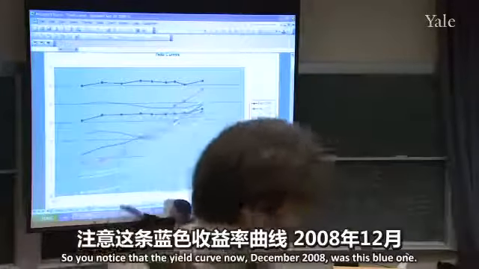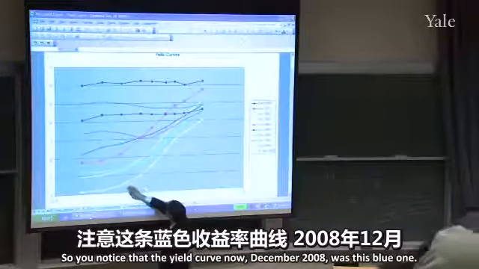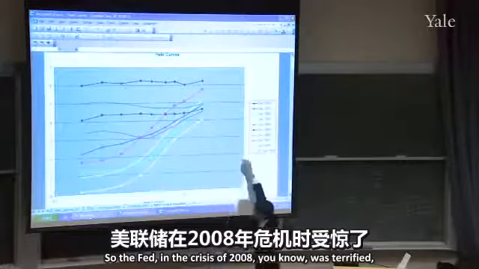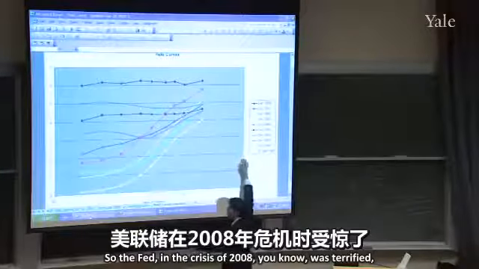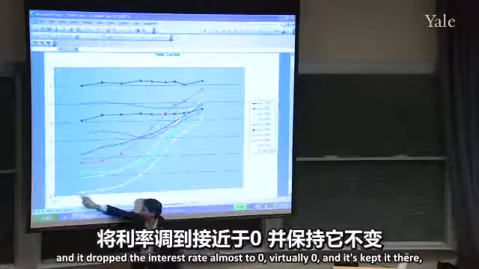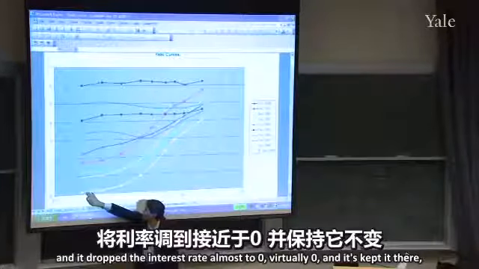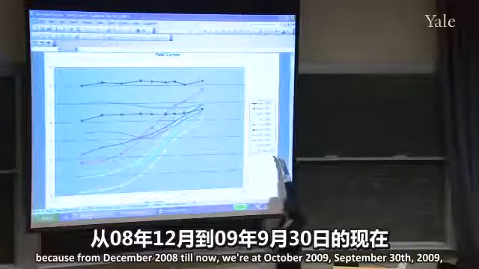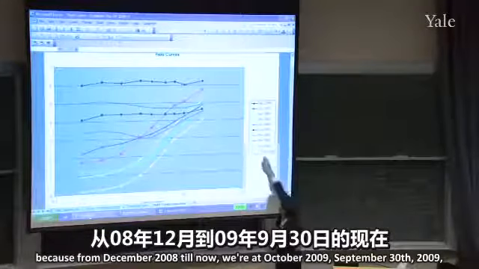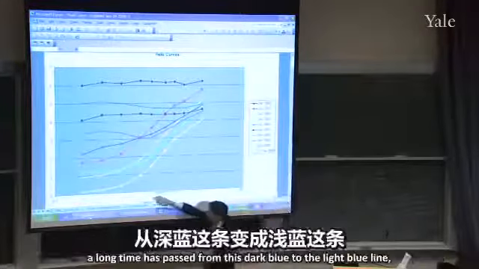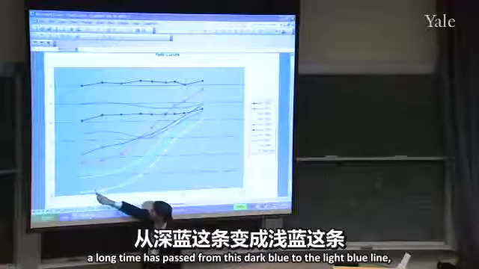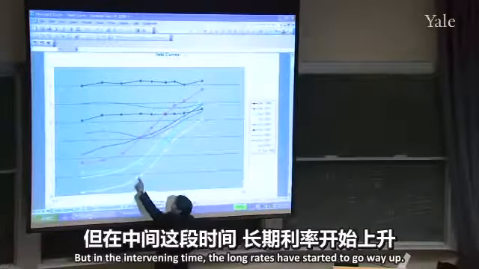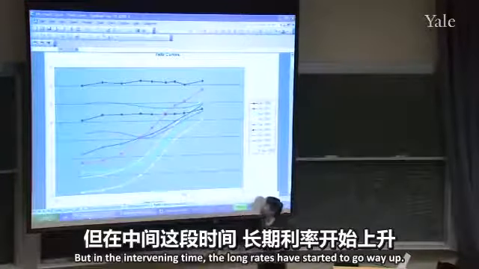So you notice that the yield curve now, December 2008, was this blue one. So the Fed, in the crisis of 2008, was terrified, and it dropped the interest rate almost to zero, virtually zero, and it's kept it there, because from December 2008 till now, September 30th, 2009, a long time has passed from this dark blue to the light blue line, and the rate has been kept fixed there. But in the intervening time, the long rates have started to go way up.